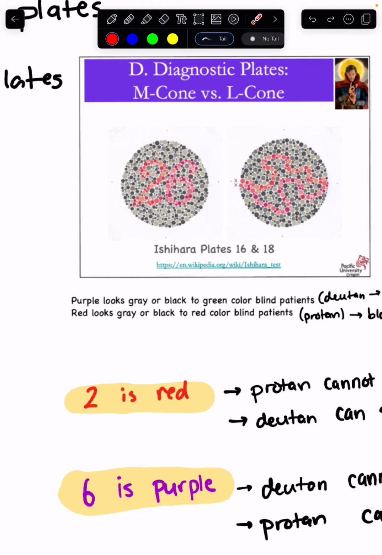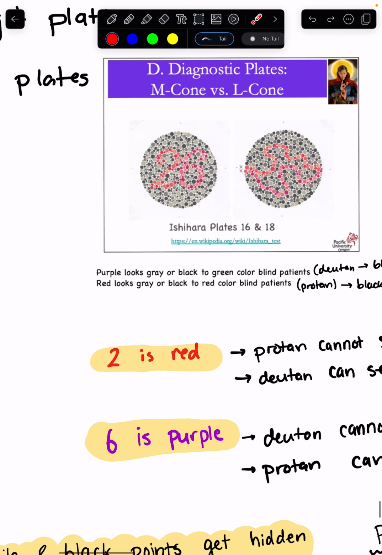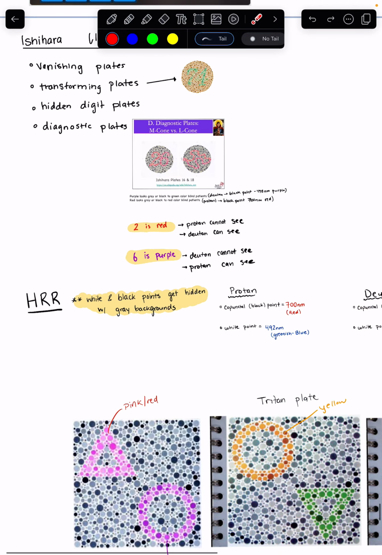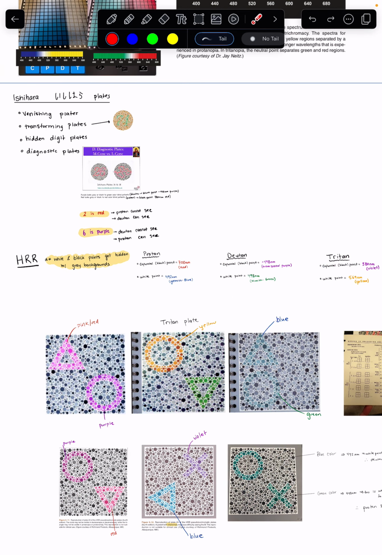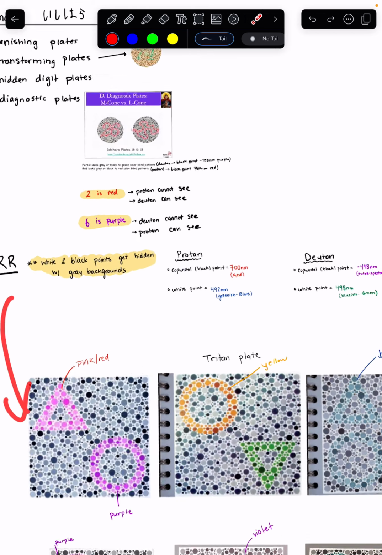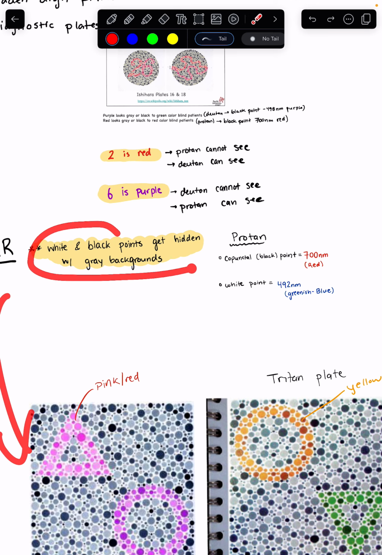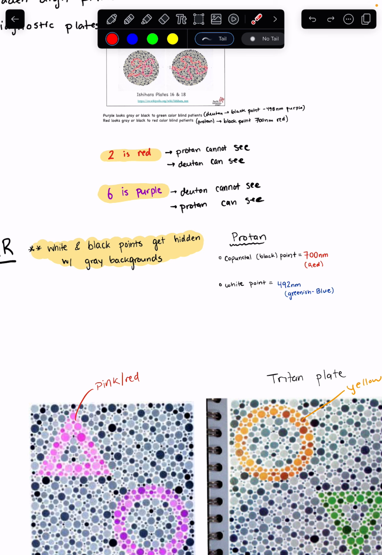And then diagnostic plates. And this is the basis for the HRR, Handy Riddler. Actually, I have no idea what it stands for. You should know the name. It will help you because, yeah, he likes to put that in the exam, right? Like the full name of things. So just make sure you know what the name of these tests are. This is the foundation for these style here. And the key here is that white and black points get hidden whenever they're in a gray background.